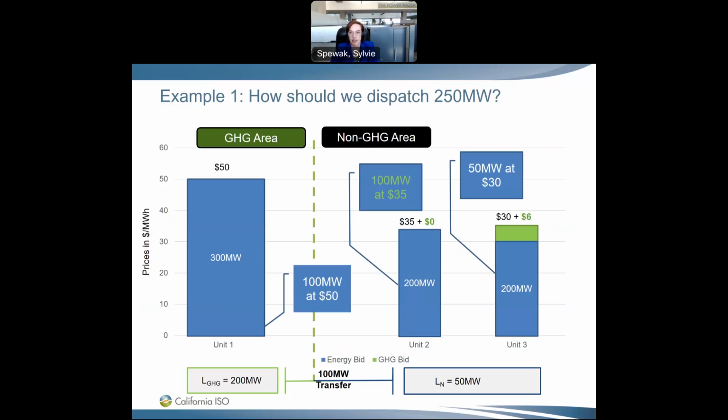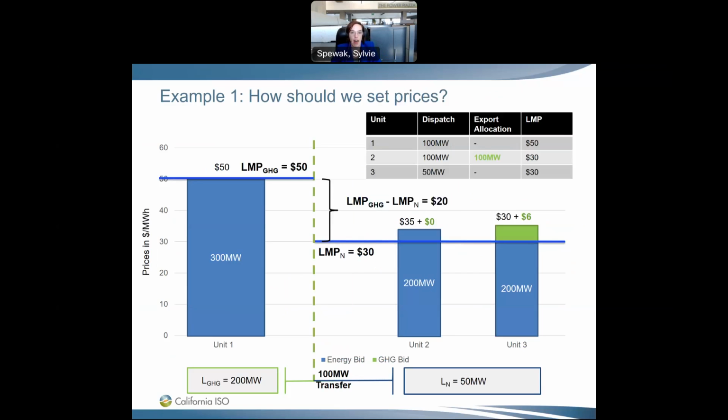Next, let's consider the non-GHG area. If we increase load to 51 megawatts, then we can actually take the next megawatt from unit 3. Remember, we can dispatch up a total of what we need to meet load as well as the transfer constraint. So when we increase load by 1, that means we can dispatch up a total of 151 megawatts in the non-GHG area, and our marginal unit is going to be unit 3, and I've reflected that on your screen.